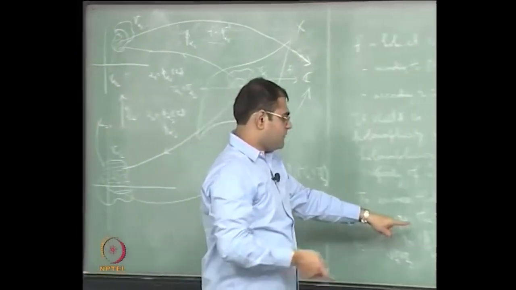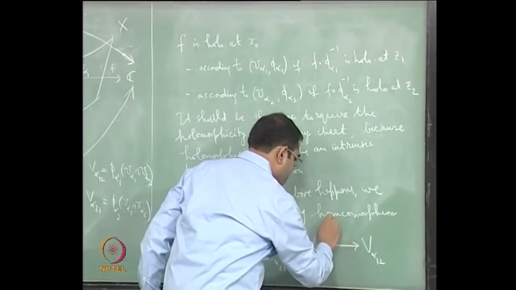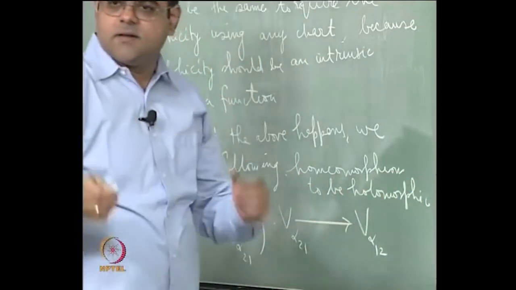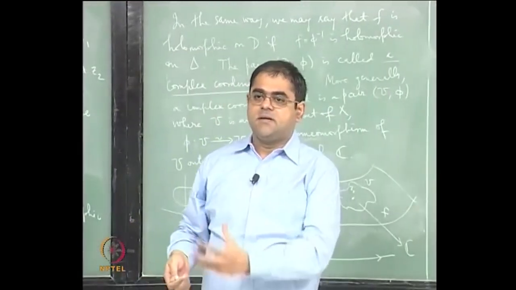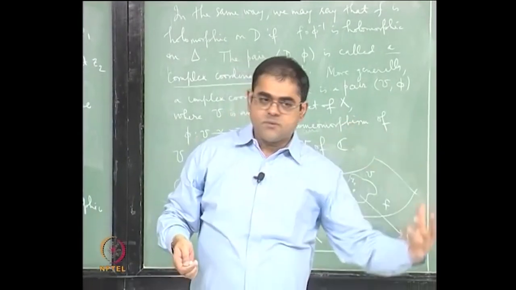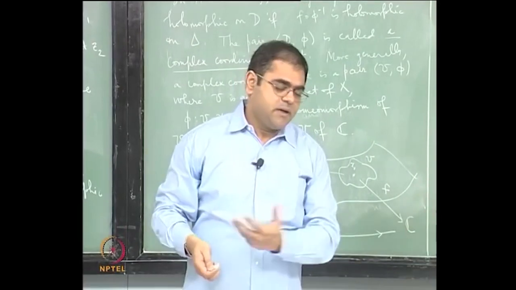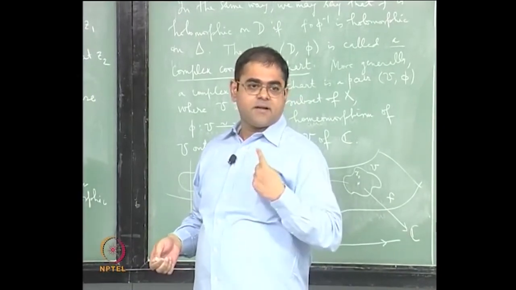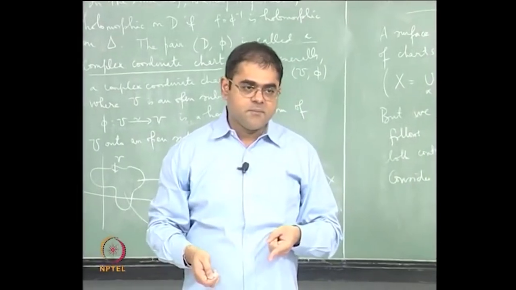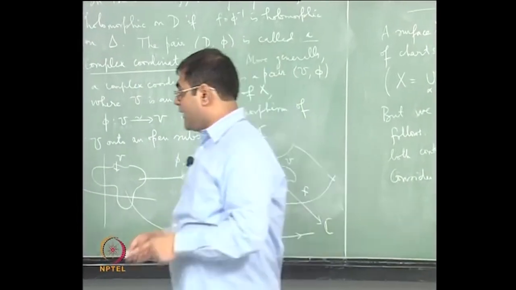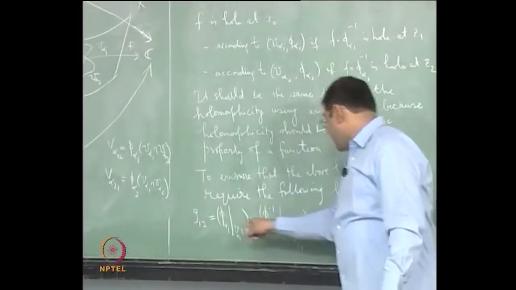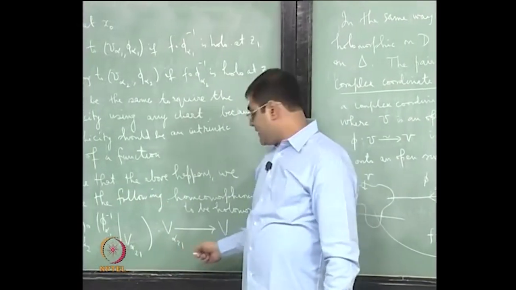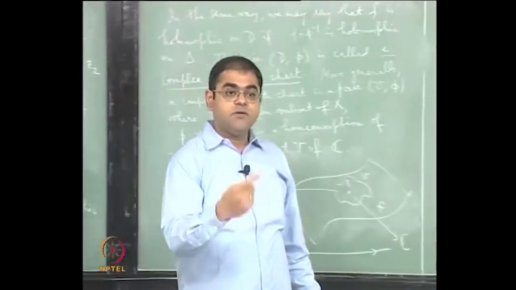So require the following homeomorphism g12 to be holomorphic. After all, it's basically a mapping from an open subset of the complex plane to another open subset of the complex plane. I just want it to be holomorphic. But the point is, it's already a homeomorphism, which means it's already injective. So by a remark that I told you earlier, it's an injective holomorphic map, so it's a holomorphic isomorphism. So g12 is not only holomorphic, but g12 is an open map and its inverse is also holomorphic. So g12 inverse is also holomorphic.